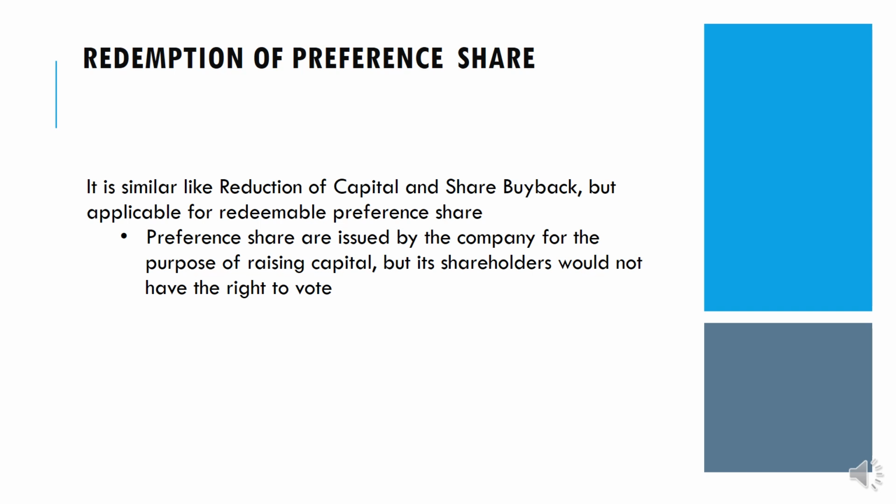When a company issues preference shares, the company has the intention to raise capital. The company needs more money but does not want to issue more ordinary shares. So what does the company do? They issue preference shares, right? When preference shareholders purchase these preference shares, the company gets more capital, more money. And the holders of preference shares have no right to vote like ordinary shareholders.